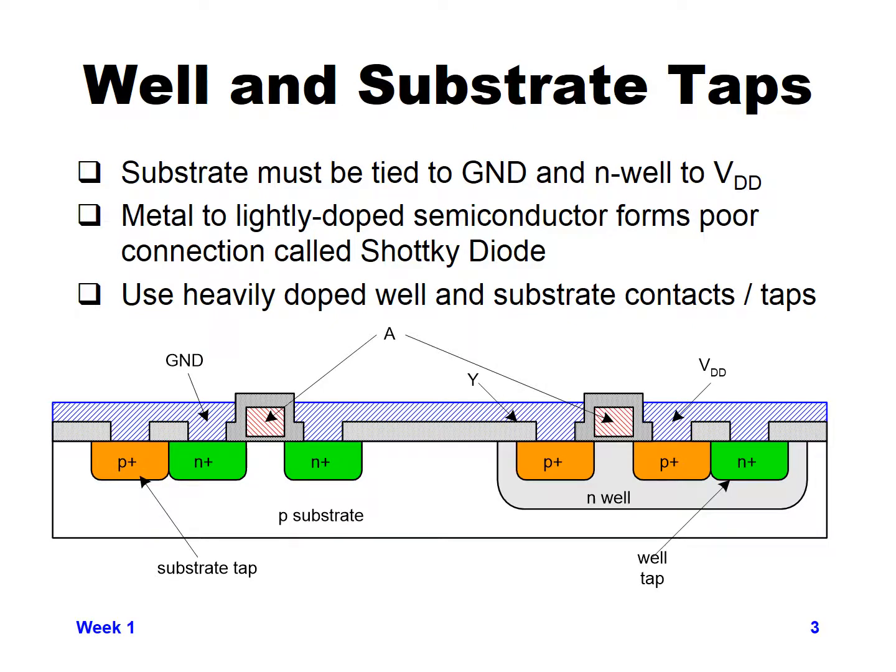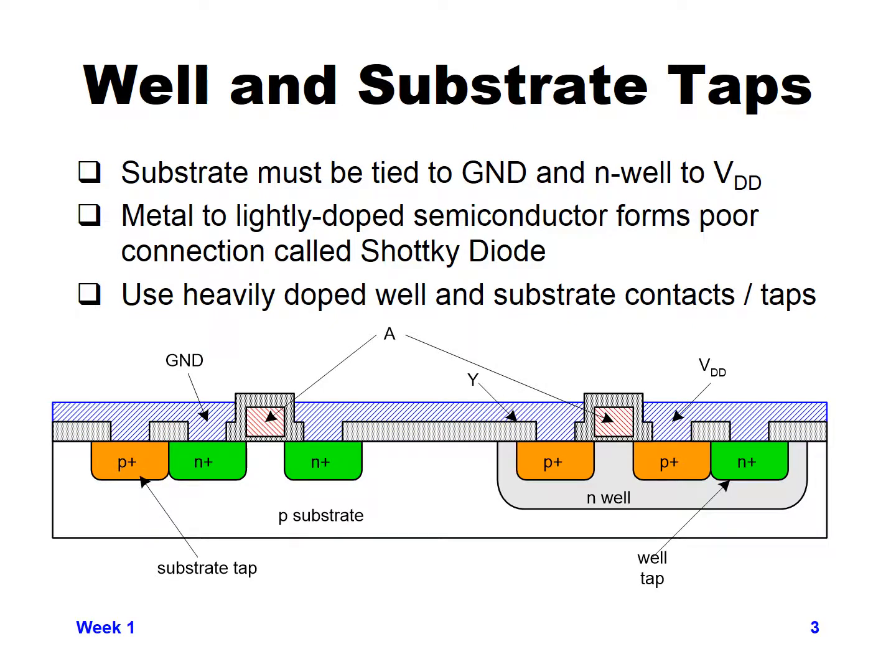So one of the things that I didn't show in the previous slide is the connections for the body of the transistors. A lot of times the body connection is not shown in our circuit diagrams, but the body connection always needs to be connected. Otherwise, you're going to run into problems of various sorts.